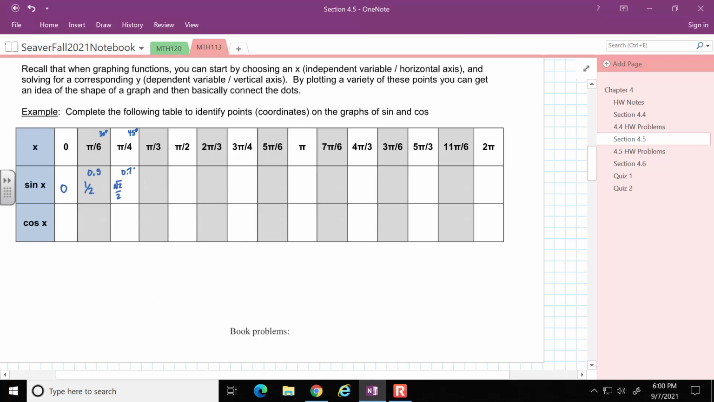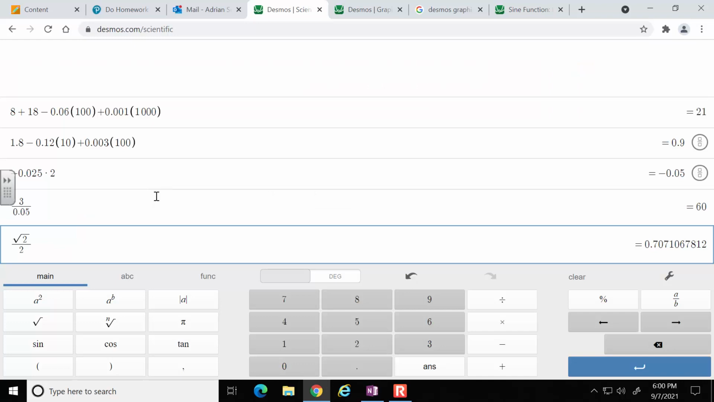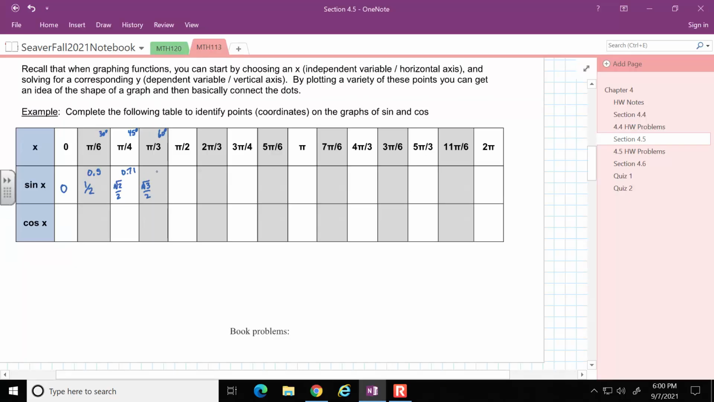So 0.71, why not? Pi over 3, that's a 60-degree angle. And we can come in here and we know that that's the square root of 3 over 2. But in terms of decimals, let's calculate that as well. Square root of 3 over 2. Let's just go back in here, and it is 0.866, so 0.87.